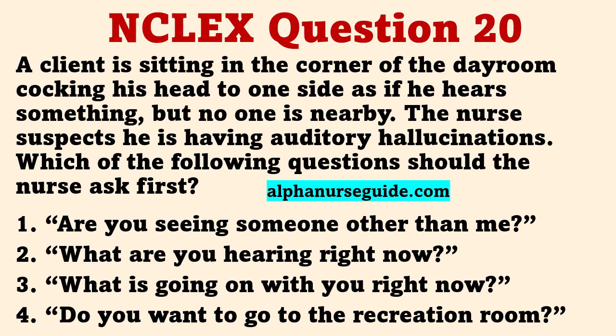The correct answer is 2. Before intervening with the client experiencing hallucinations, the nurse must validate what the client is experiencing. Asking the client what he hears right now accomplishes this. Asking about seeing someone near the client would be appropriate to validate visual hallucinations. Asking the client about what is going on may be helpful. However, the question is too general to validate that the client is experiencing auditory hallucinations. Asking the client if he wants to go to the recreation room might be appropriate after the nurse has validated what the client is experiencing.